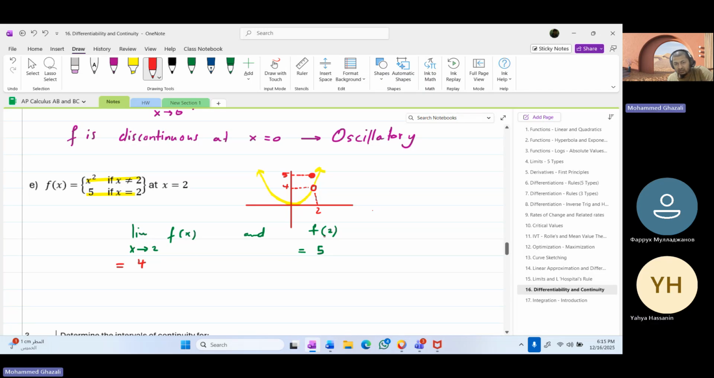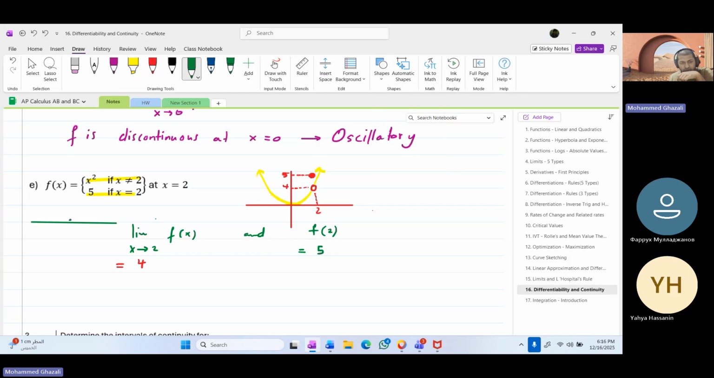Because f of 2 is 5, the value of the function at 2. If I put f of 2, you're going to 2 there. But when you go left and right, approaching from the left, you're looking at this function. Approaching from the right, you're still looking at that function. If I tell you to substitute 2 from the left, what value are you going to substitute?